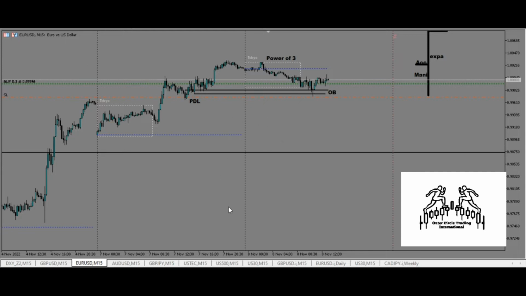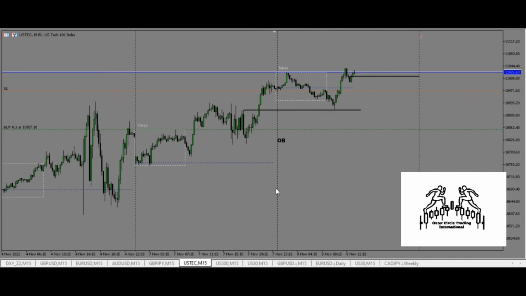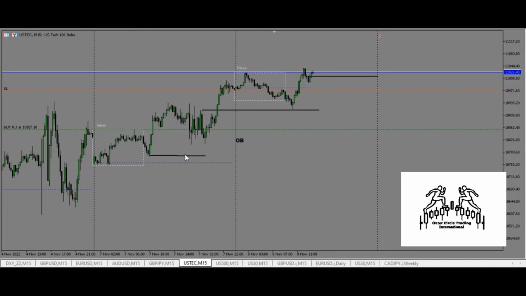So yeah, and you can see yesterday I took a trade on Nasdaq, and you can see accumulation, and then there was an expansion to the upside. Institutions were framing their trades on this order block here, right here, and then I took the trade during the New York session using this order block.